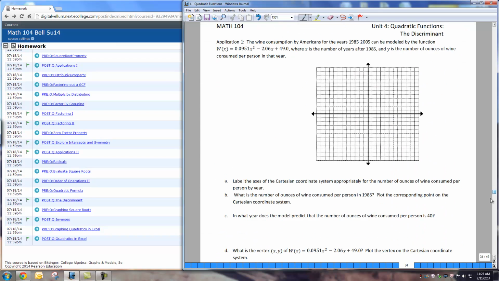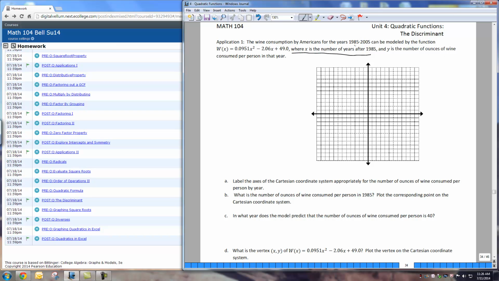So now let's look at an application. The wine consumption by Americans for the years 1985 to 2005 can be modeled by this function, where x is the number of years after 1985. That's important because we like to have the first year be year 0. And y is the number of ounces of wine consumed.